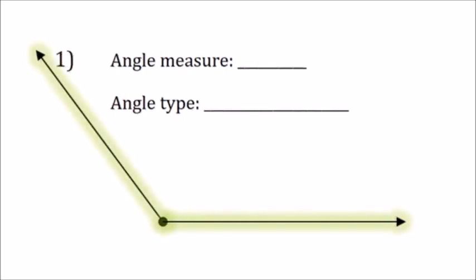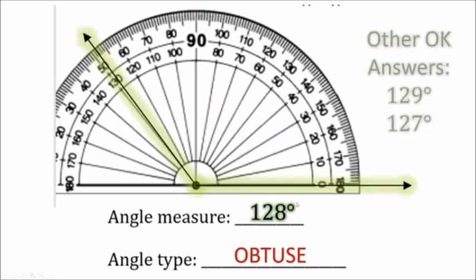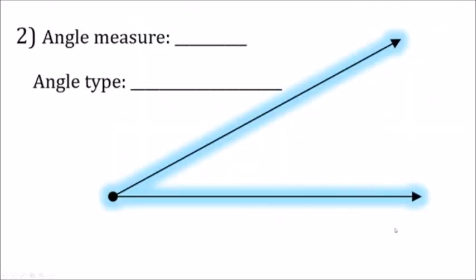Okay, the angle type is obtuse. And once we put the protractor on here, we start at 0. We're using the inner scale. So we're going 120, then count 125, 126, 127, and it's 128. Reasonable answers would also be 127 or 129, but 128 being the most exact.